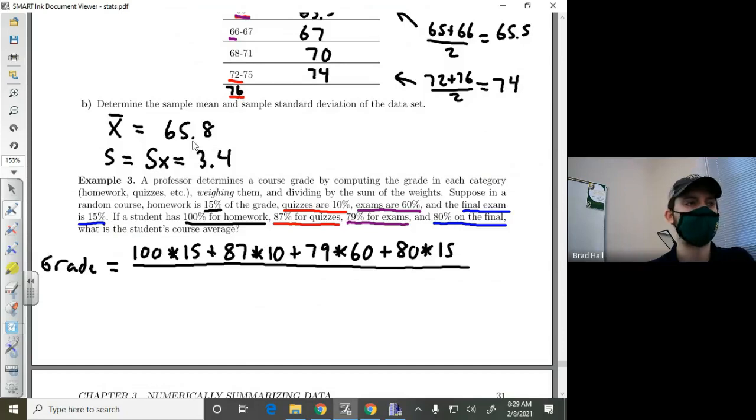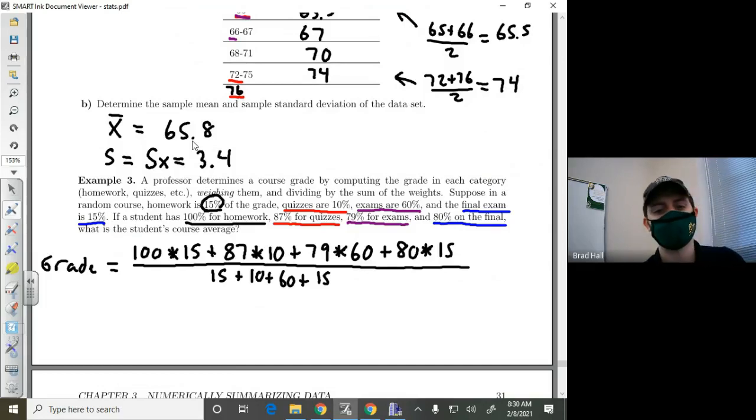Then you have to divide by the sum of the weights. The sum of the weights would be the 15% for the homework, the 10% for the quiz, the 60 for the exam, and the 15 for the final. So in the numerator, it's the sum of the weighted means. In the denominator, it's the sum of the weights.